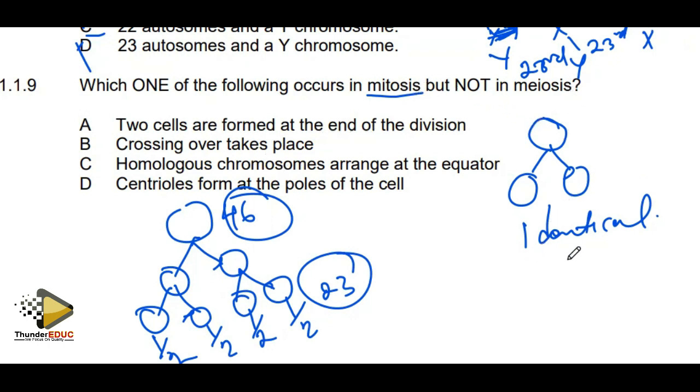So the first statement, they are saying two cells are formed under mitosis at the end of the division. Yes, we see here two cells are forming at the end of the division. They're saying crossing over takes place. We don't have crossing over in mitosis. So this one is ruled out. The most correct answer is A. So the answer is going to be A.